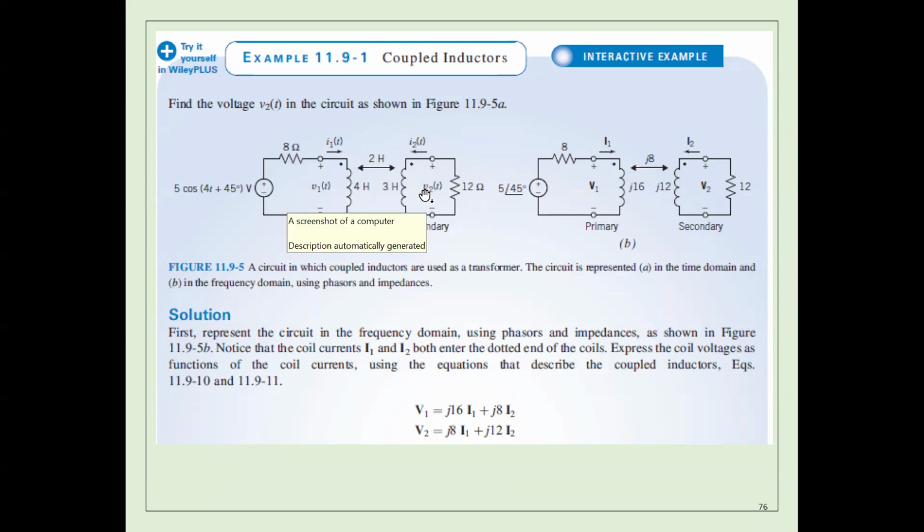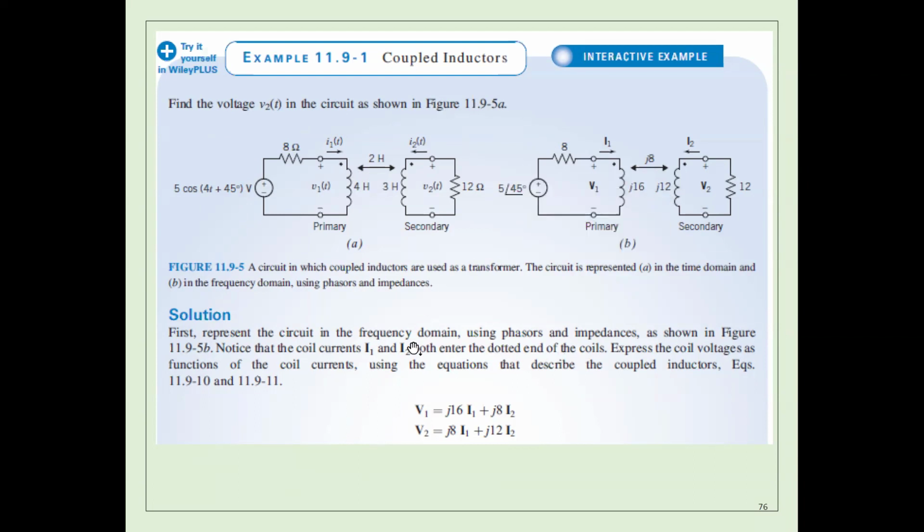So again, number one, I need to convert the circuit from the time domain to the complex domain. I have to calculate the voltage source in the complex domain this way. The 8 ohm should stay 8 ohm, the same thing. But for this one, it should be j omega L1, this one also j omega L2, and this one is j omega M.